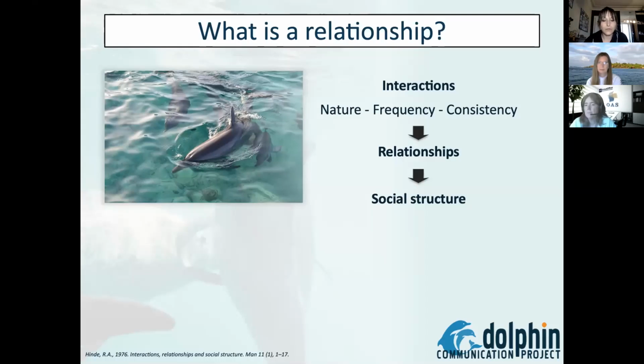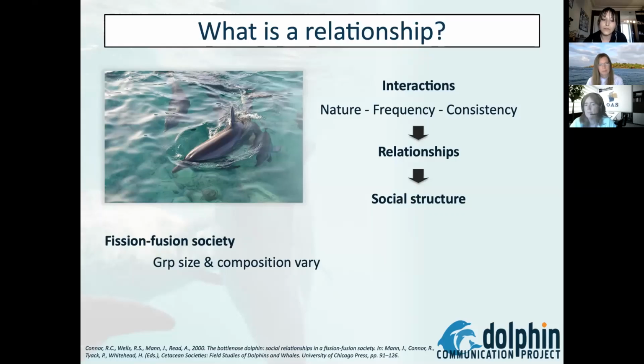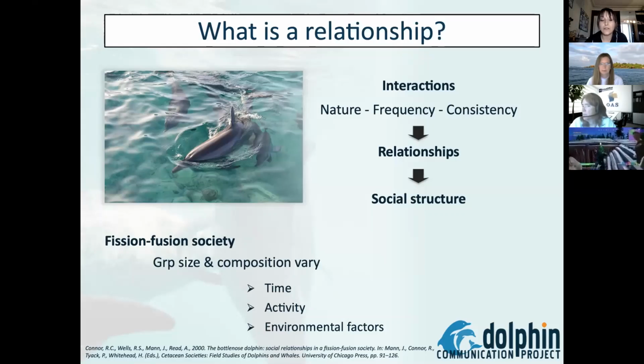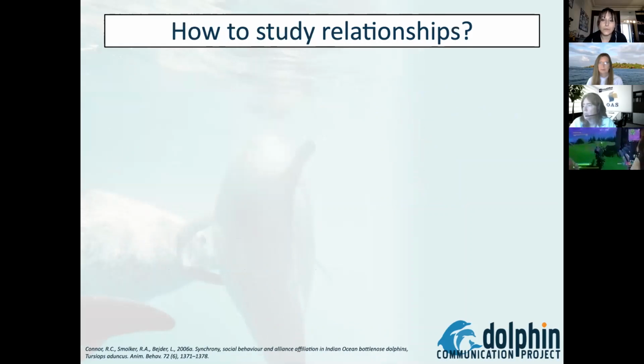Speaking about social structure, dolphins live in a fission-fusion society, which means that group size and composition vary throughout the day, depending on numerous factors: the time of the day, the activities the animals are involved in, and also environmental factors. So for example, if it's the morning, if it's the afternoon, if they are feeding, resting, near the coast or offshore. So all of this will give the dolphins many possibilities to interact with each other and so to develop relationships. So how do we study those relationships?